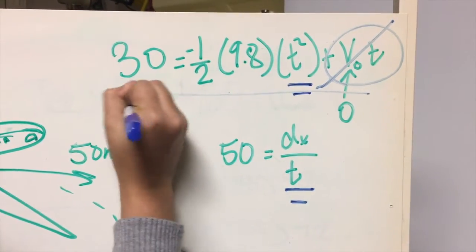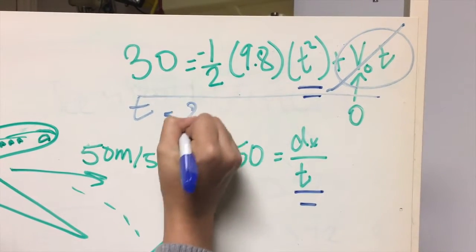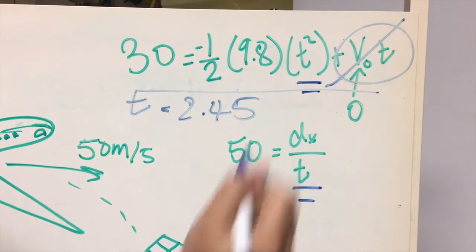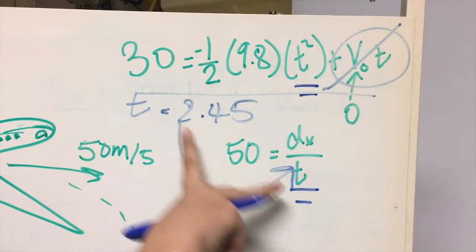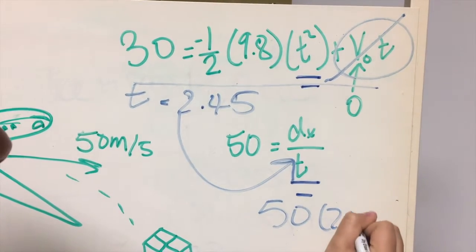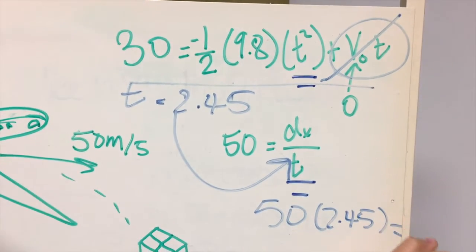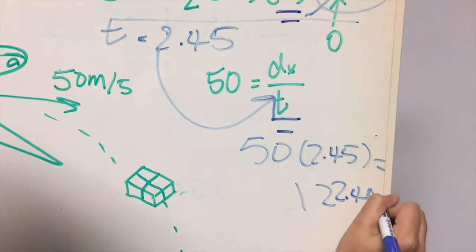And so we have to solve for t. After we do that, we get t equals 2.45 seconds. After we get t, we can come over here and plug that in over here because they are the same thing. That way, we know that 50 times 2.45 equals 122.48 meters, which is dx.